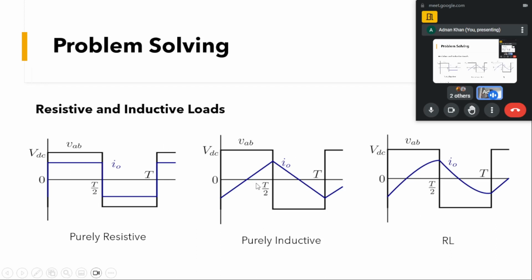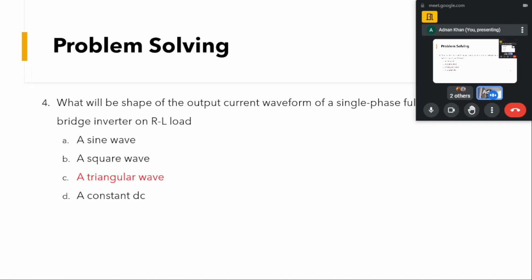So when the question is asked, what we are assuming is that it is a highly inductive load. When the inductance is very high, we can assume it is purely inductive, and we can assume that this current is closer to a triangular current waveform. So when we say this, the shape of the output current waveform will be closer to a triangular wave. That is, this option C is correct for this question.